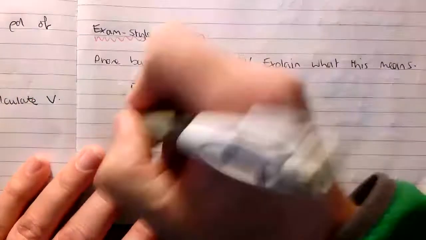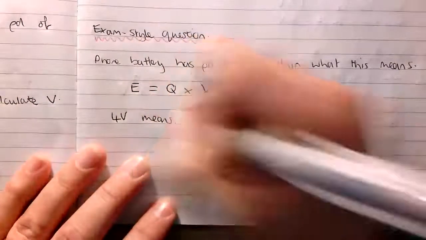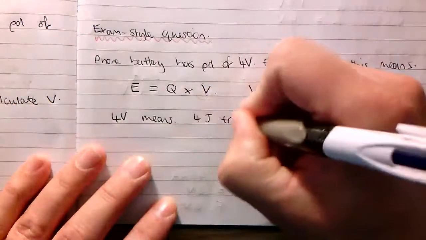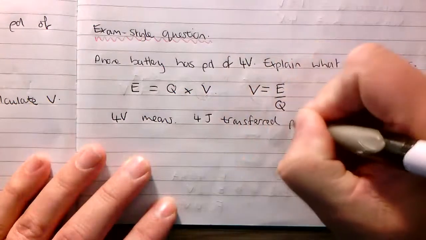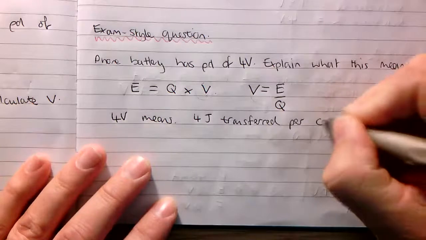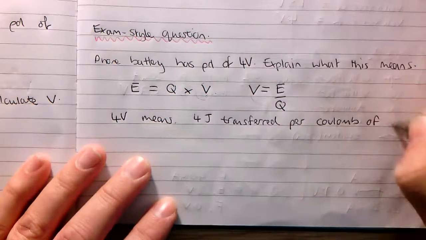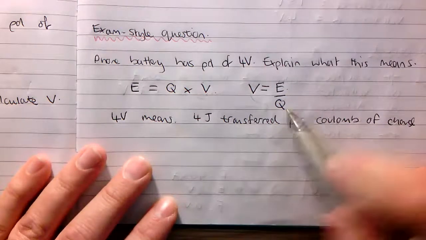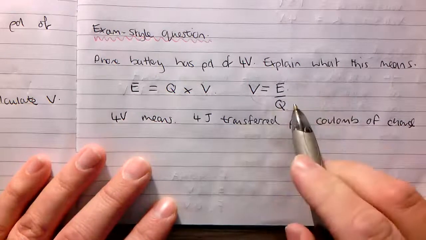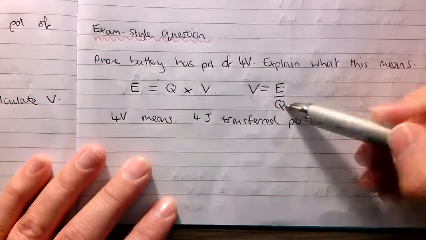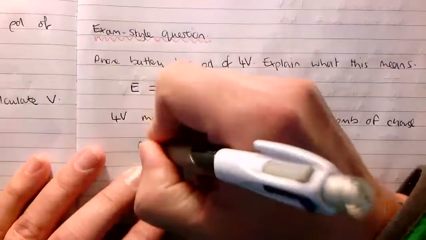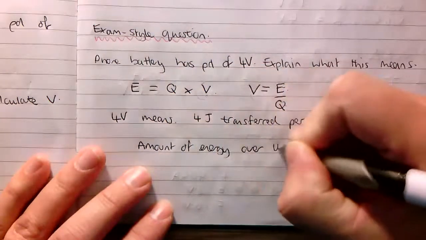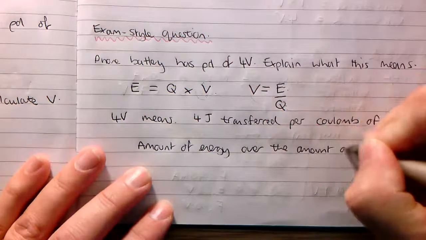So I can say a potential difference of 4 volts means that there are 4 joules transferred per coulomb of charge. Okay, it's the amount of energy transferred per unit of charge. So that's all you need to do. Anytime in physics to explain what it means, just look at the equation and say, well, it's the amount of energy over the amount of charge. I could even just say that, and that would be fine.